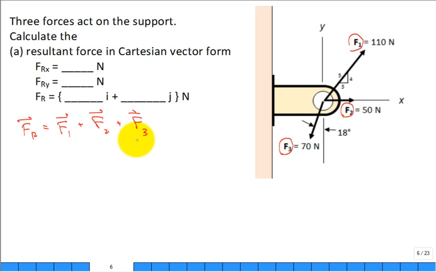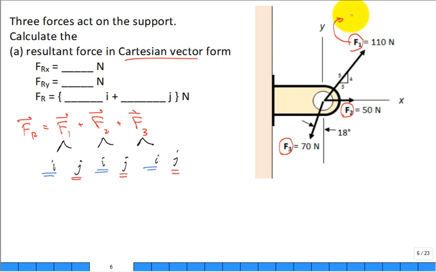But if you do it with Cartesian vectors, you simply decompose each force vector into i, j components, and then the sum of the i's, because they're all along the same direction, is very simple, and the sum of the j's is very simple as well. So probably the best thing to do when you start this process is express each force vector in Cartesian vector form as something i plus something j.